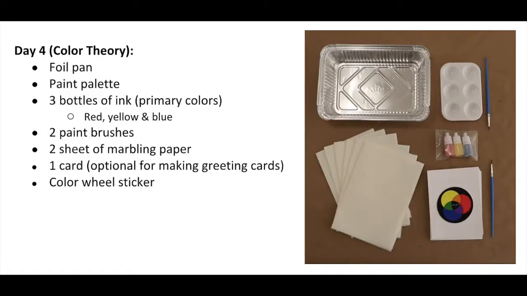All right, let's get started. Please take out these items from your kit. You'll continue to use your pan for your water. You've got your palette for mixing your paint, your 2 brushes, the 3 primary colors specifically for this series, and your marbling paper. Feel free to use other paper that you have, copy paper or other papers, to continue to experiment with your colors.